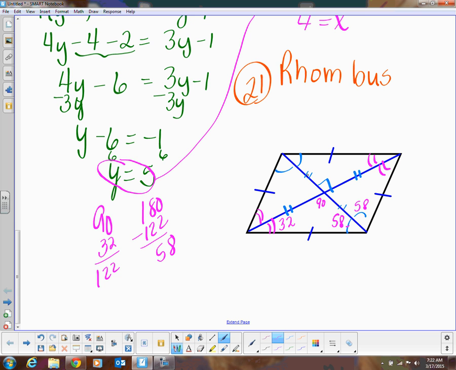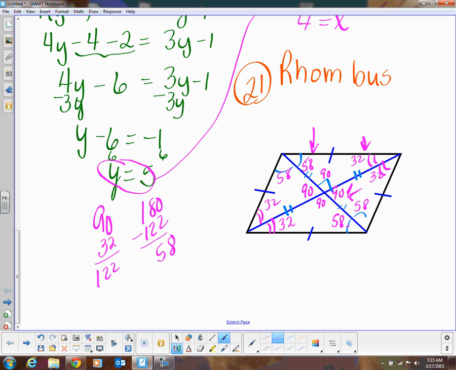58. What is this angle? What is this angle? What is this angle? Okay, what is this angle? Okay, I don't know what they asked, but you found them all. They asked for this angle up here. They asked you for this angle over here. And they asked you for this angle right there.